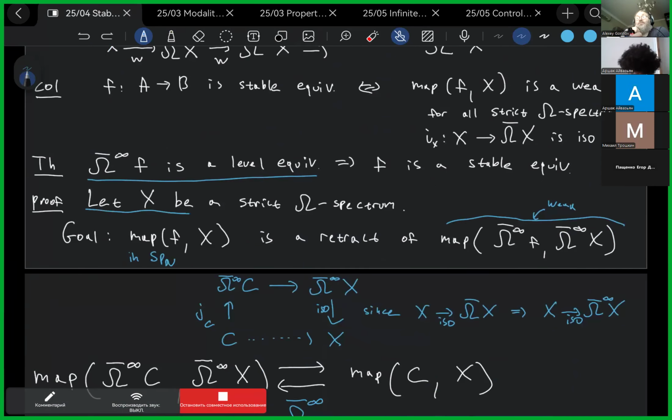Consider any strict omega spectrum and the derived hom from our morphism to this omega spectrum. The derived hom is in the sense of sequential spectra with the levelwise model structure. If we show that this is a retract of the derived hom, we win. We win because with derived hom and weak equivalence, we consider derived hom from morphisms to objects.